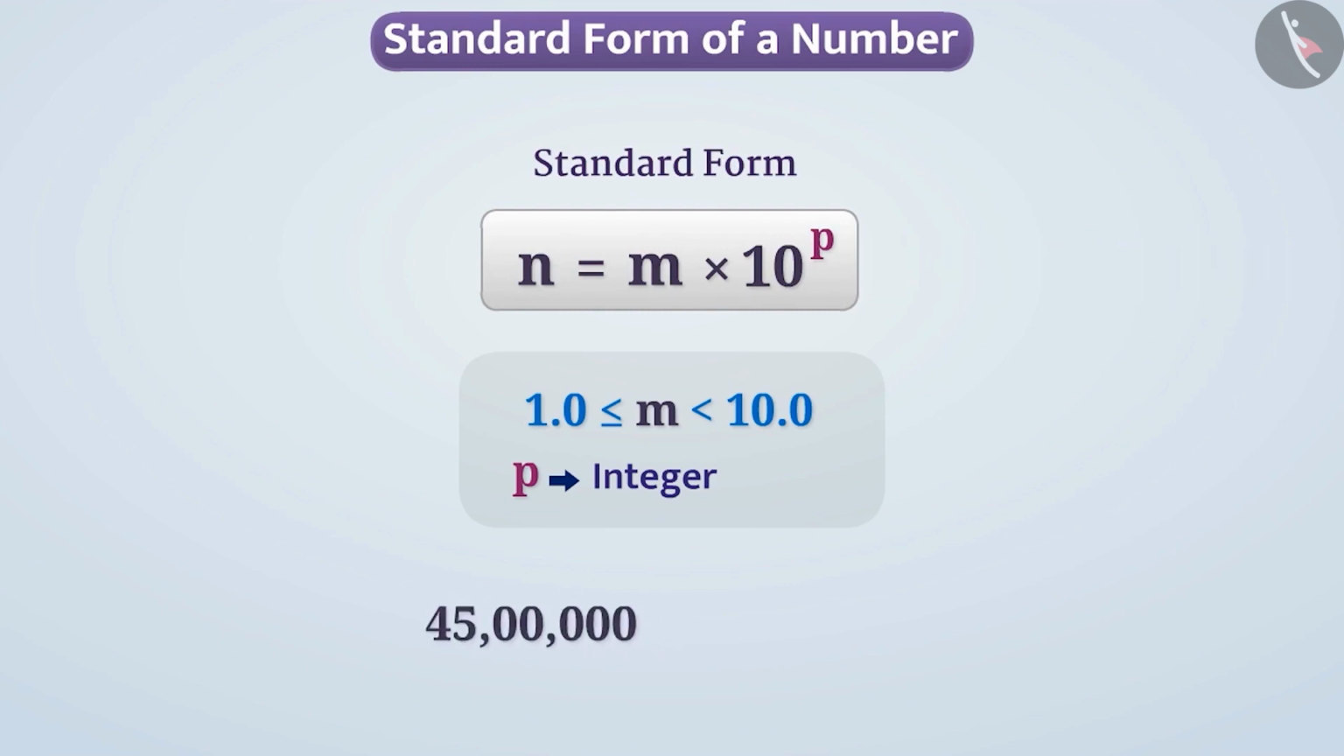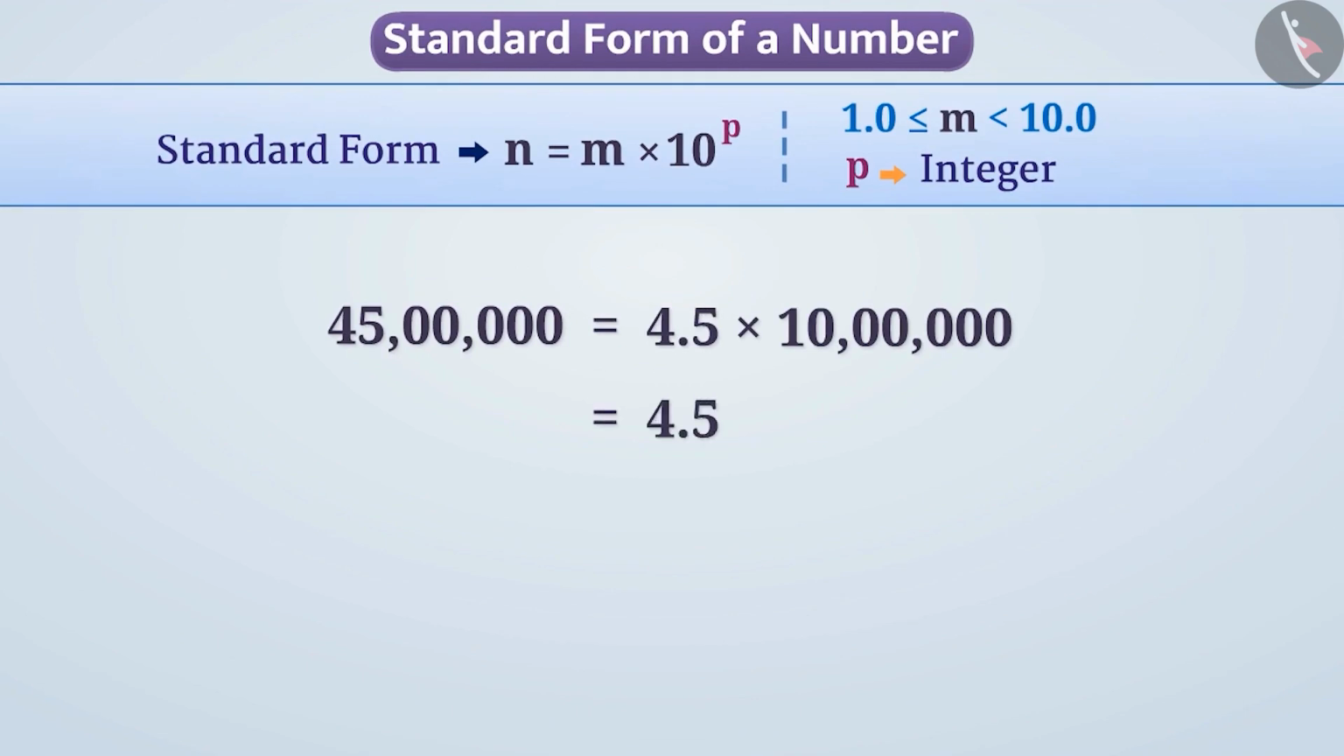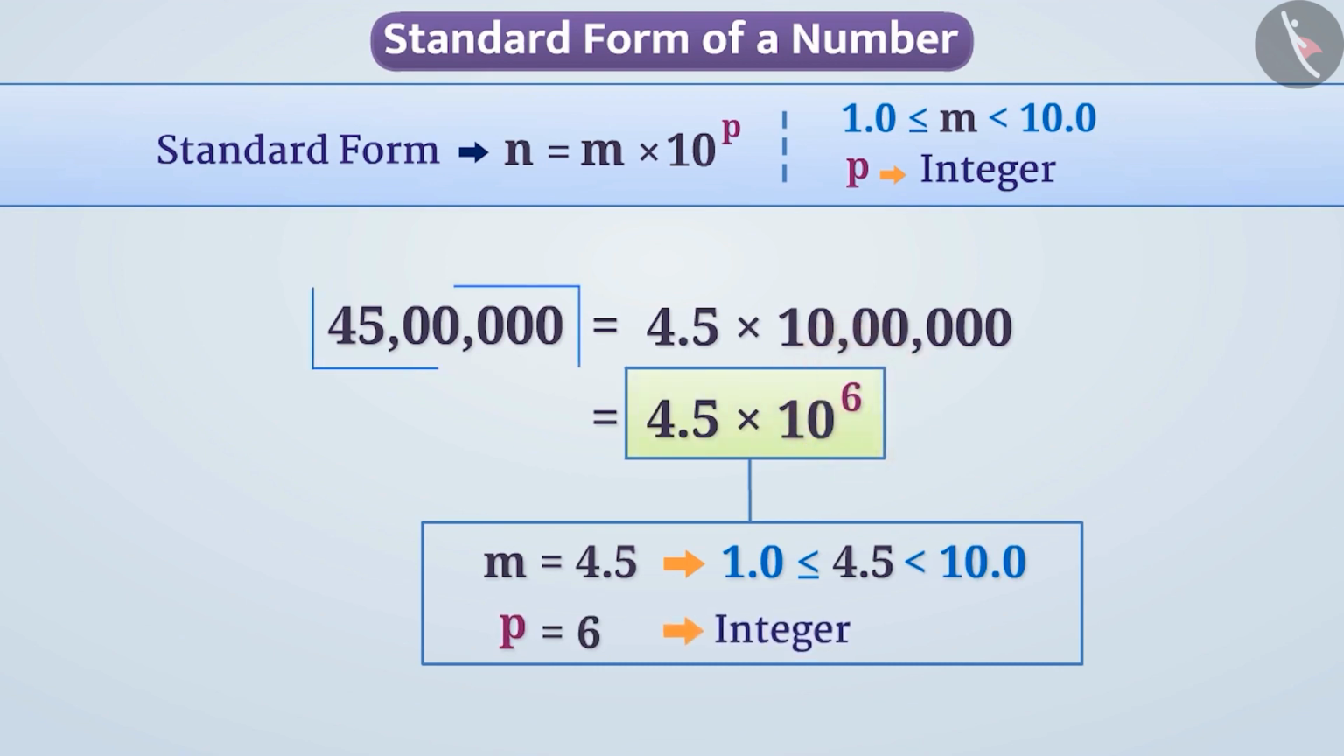For example, we can write this number as 4.5 into 10 to the power of 6 in standard form. Let's find out how to find the standard form of a number. We can represent this number as 4.5 into 10 lakh. We can write this in exponent form as follows. Now, we see that the value of m is 4.5 and this number is greater than 1.0 and less than 10.0. Similarly, the value of p is 6, which is an integer. So, this is how we identify the standard form of this number.